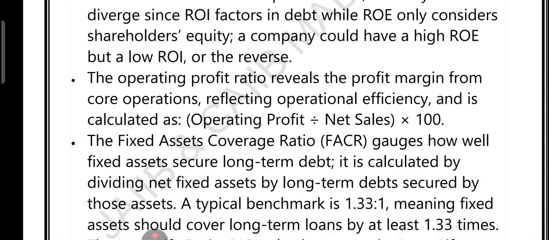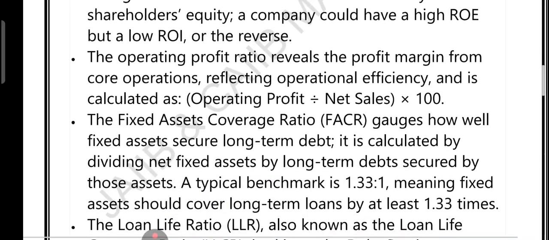Now there is something called operating profit ratio. So this ratio shows how efficient a company is in its core operation. So how to calculate this operating profit? Very simple. In the numerator you write the operating profit, in the denominator you write the net sale multiplied by 100. That will give you the operating profit ratio. So higher the operating profit ratio, the better the operational efficiency.